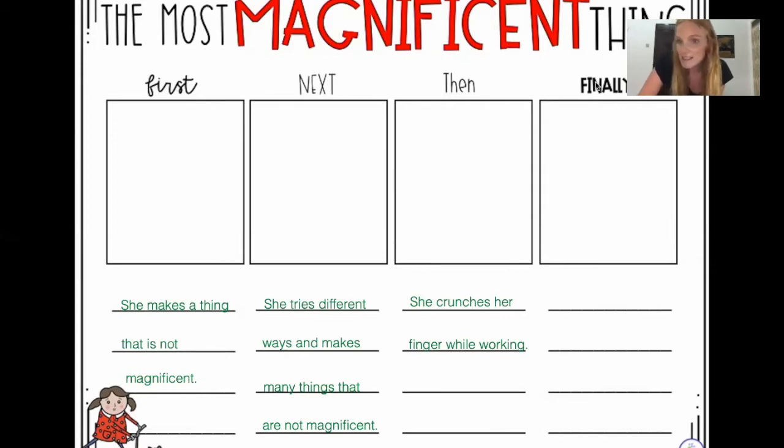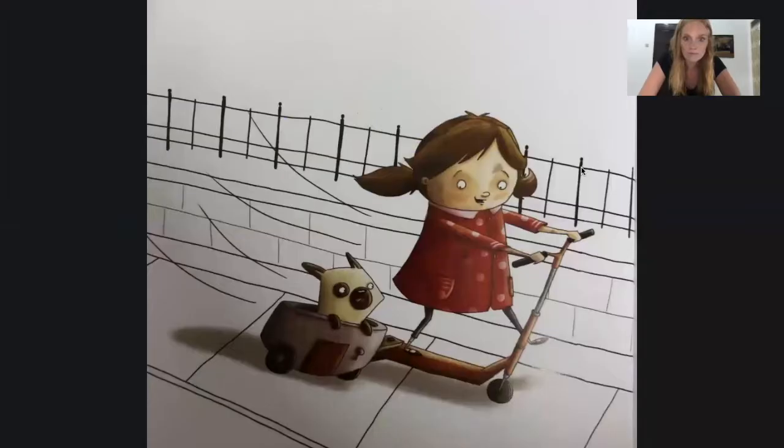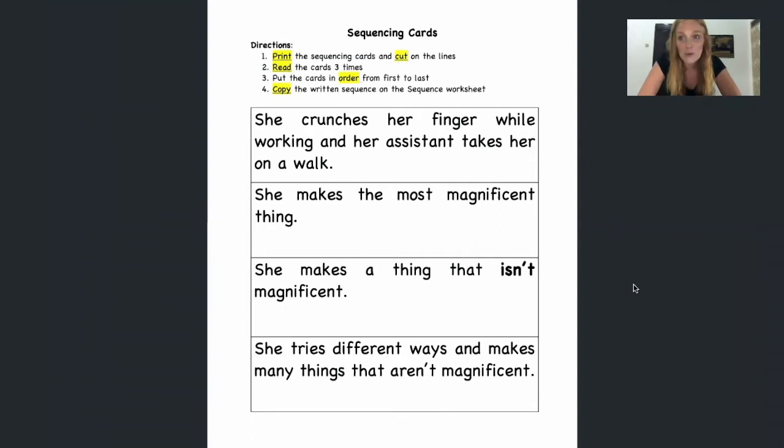All right, let's look what happened finally. So this is what happens in the very end of the story. The little girl is happy. She has her most magnificent idea. It came to life. So which sentence will that be? There's only one sentence left. Which one is it? Very good. She makes the most magnificent thing. Excellent job.